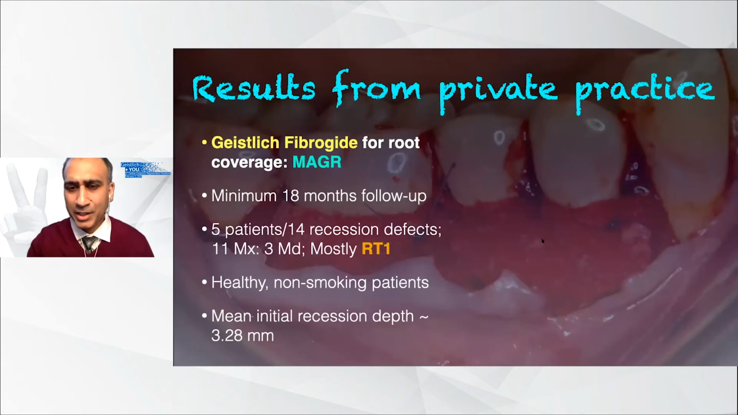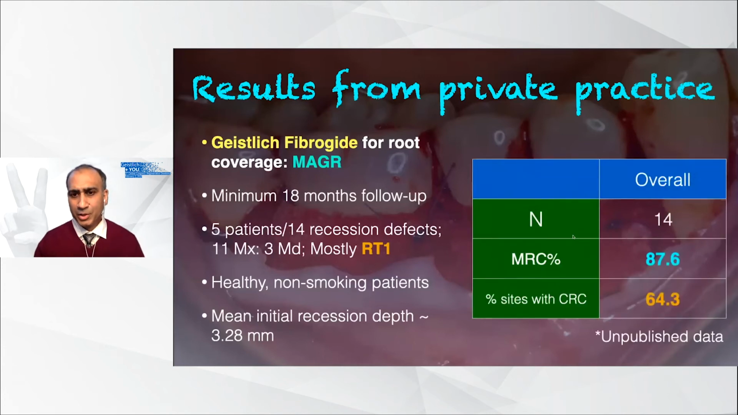I figured I'd at least stack the odds in my favor so that I can get some positive results. Yes, I'm a victim of selection bias here, but nonetheless, I'm trying to show something. And the minimum initial recession depth I had is just over 3 millimeters. And what I've been able to show is that the mean root coverage, and again, it's only 5 patients with 14 defects, is between 85 and 90%, but 9 out of these 14 defects had complete root coverage. So I'm quite encouraged by this.